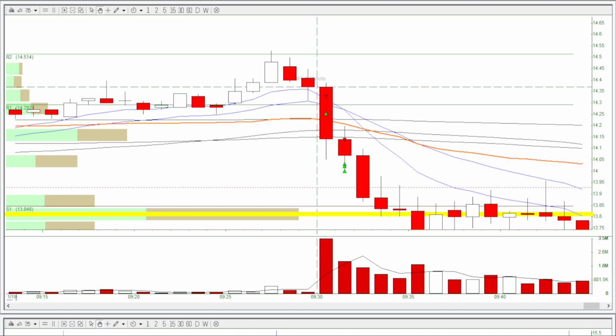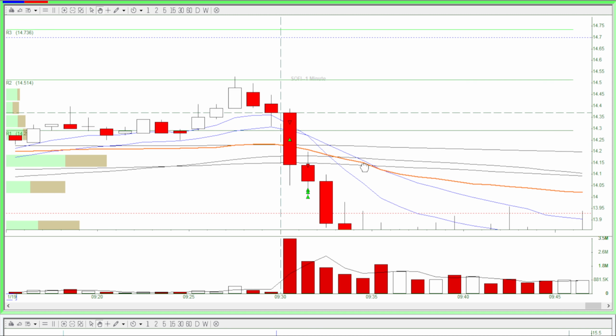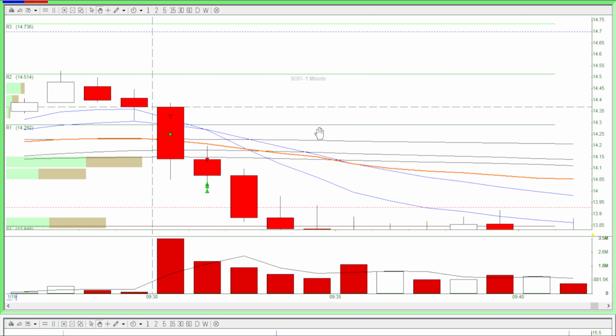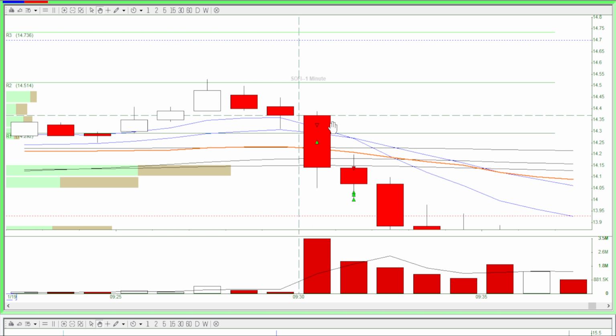I traded SoFi in the simulator. I had a green day. So my first trade was a short. My entry was kind of bad, but I still got in a short. It was just a 1 minute trade.